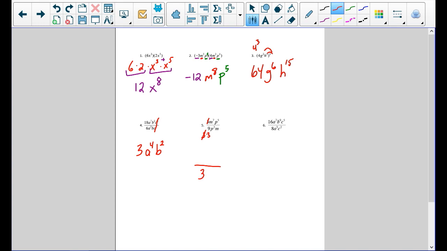So now I'm going to look at my letters, my variables. So m first, so m to the 7th and m to the 1st. So 7 minus 1 gives me m to the 6th. It goes on top because it's positive. And then my p's, p to the 5th, p squared, so 5 minus 2 gives me p to the 3rd. And I'm done.